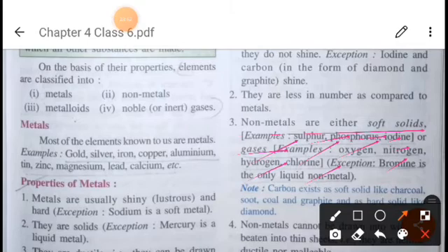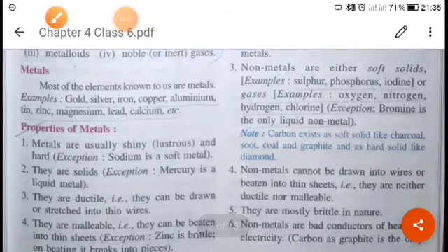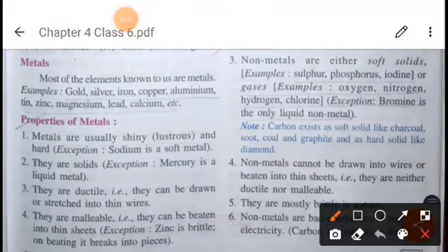Which means we can say that non-metals are found in three states: solid, liquid, and gaseous. In the gaseous state, you will get oxygen, nitrogen, hydrogen, chlorine. These are all non-metals. In the solid state, we will get sulfur, phosphorus, iodine. And in the liquid state, only one is there, bromine, which is the only liquid non-metal. We can also say that carbon exists as a solid, like charcoal, coal, graphite, and a hard solid like diamond, right?